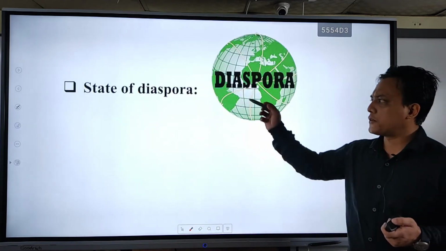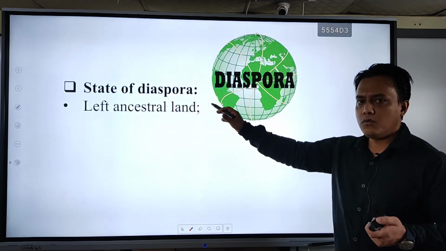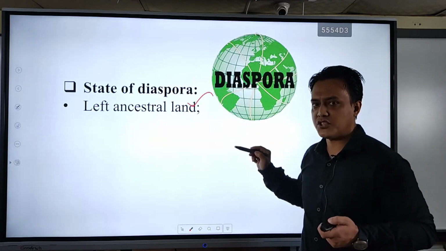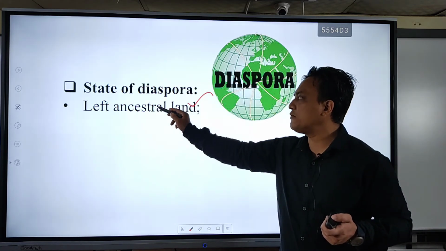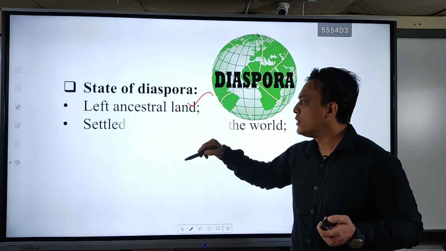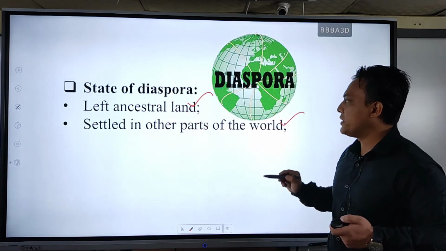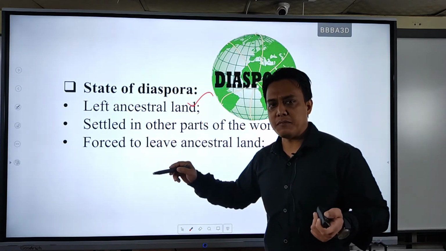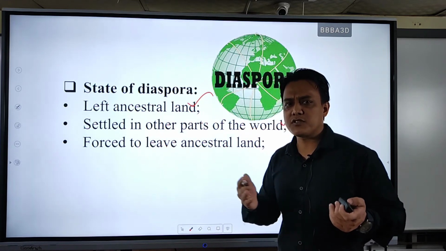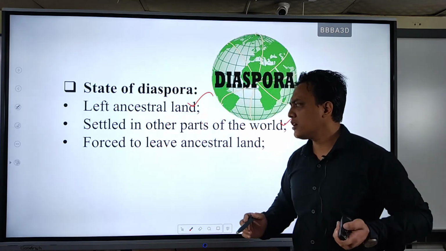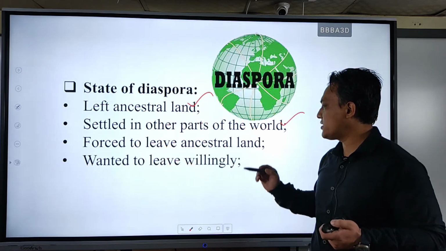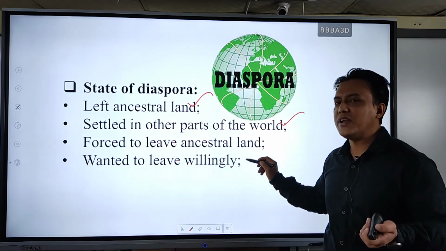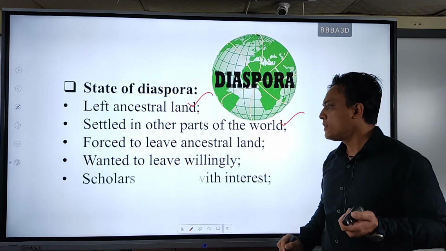State of diaspora, this is the overview of this passage regarding diaspora. Left ancestral land, we have come across this information earlier. That means a group of people leave ancestral land and settle in other parts of the world. This information has also been discussed. And forced to leave ancestral land, that means a group of people are forced to leave their ancestral land because of several reasons. Reasons have been discussed in our slides. So they are forced to leave ancestral land, and some groups of people want to leave willingly. That means a voluntary diaspora.